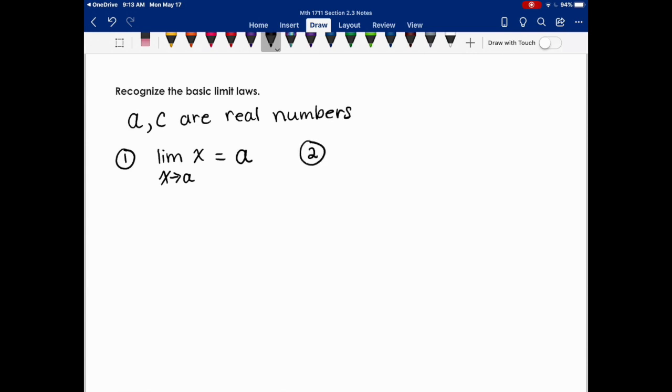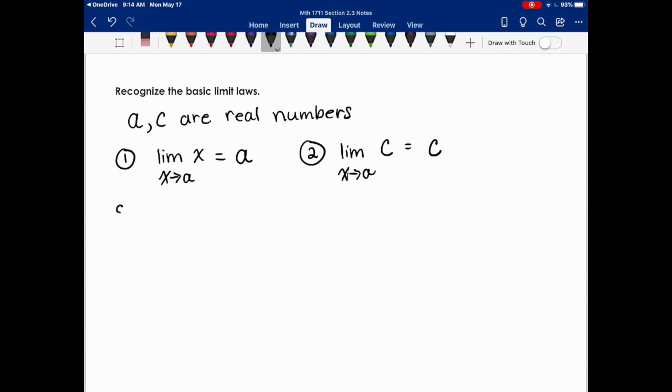The second rule is if we have a constant line, a horizontal line, and I find the limit as x approaches A on that constant horizontal line, because no matter what value of x you choose, it's going to be the same y value for that horizontal line, our value for the limit at x equals A is going to be C.